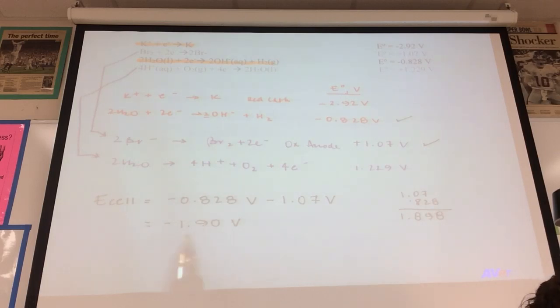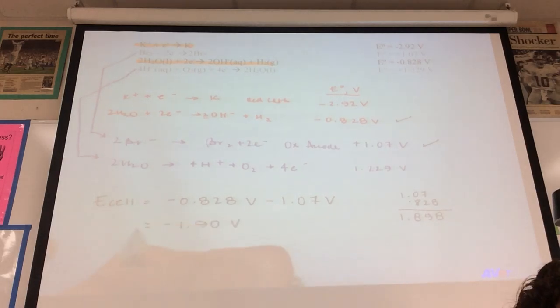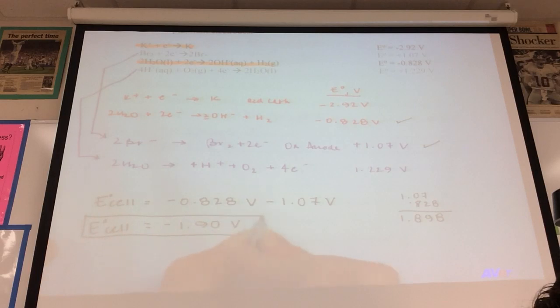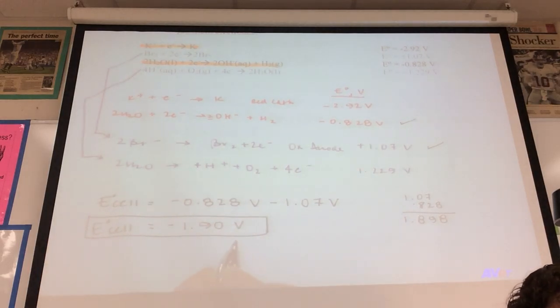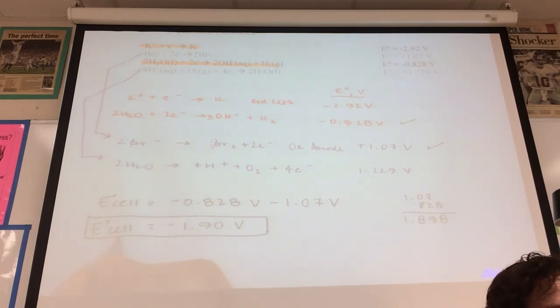Alrighty, so here's my E cell. It's negative. So that may be one thing they ask you. Be careful with that little knot thing, because sometimes you're solving for that and sometimes you're not, as we talked about with the Nernst equation. Whether you lose points, probably not, but just make sure you're clear on what you're solving for.